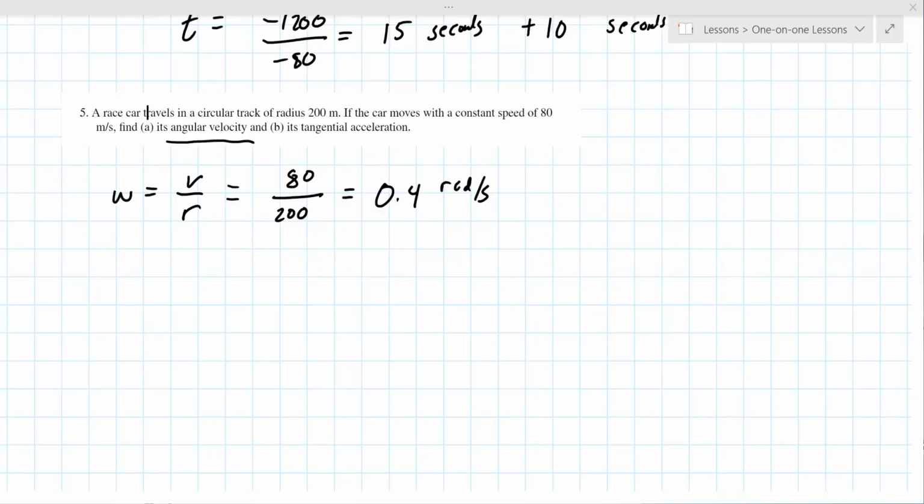Yeah, but we only have so many quantities here. We have basically two quantities: radius and V, and now W. So we don't have time. Yeah, I think that's the problem. A tangential equals R times alpha. Does that help? Well, we don't have alpha. Alpha also relies on time.